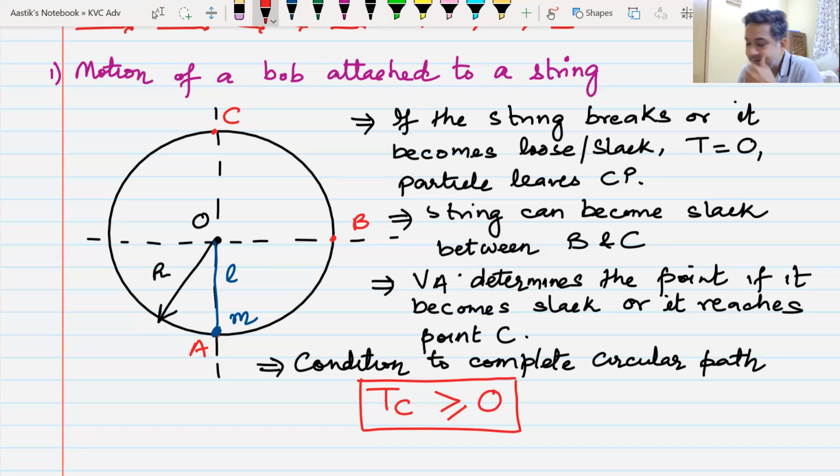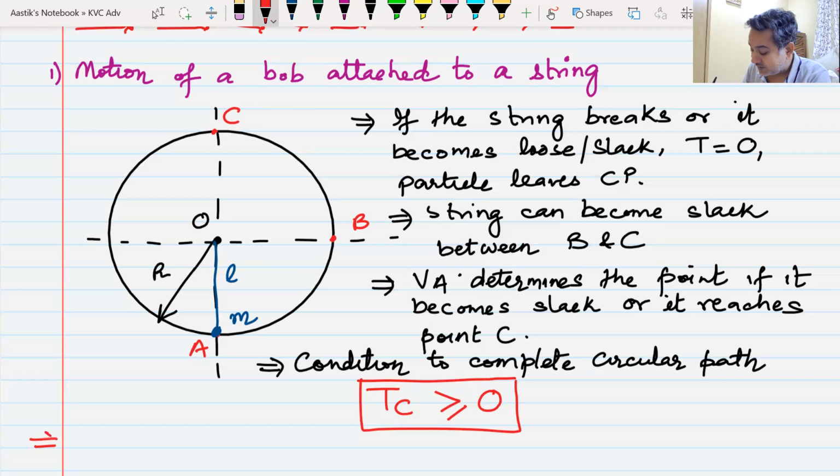Do we understand this? If the tension at the highest point is greater than 0, or even if it is just equal to 0, it will reach the highest point and then it will keep on moving in the circular path. Do we understand this? It's not velocity getting 0. Do we understand this?